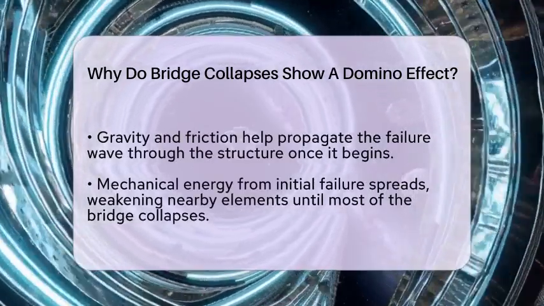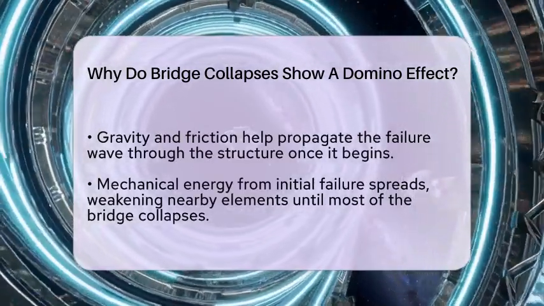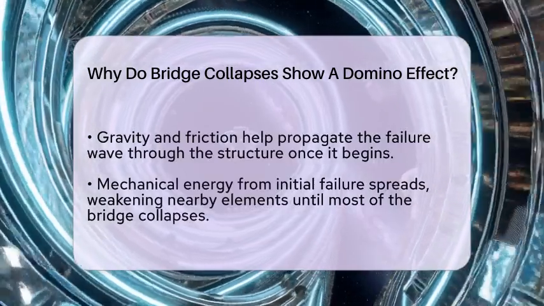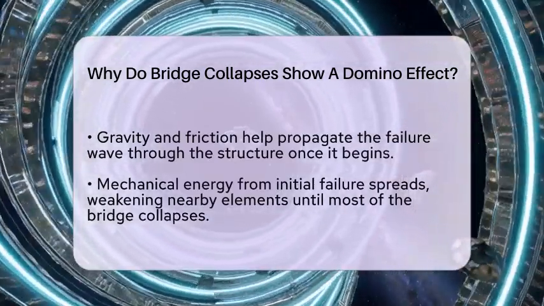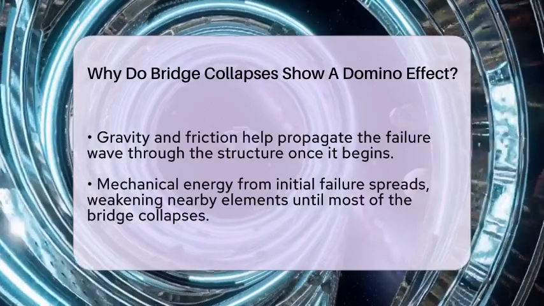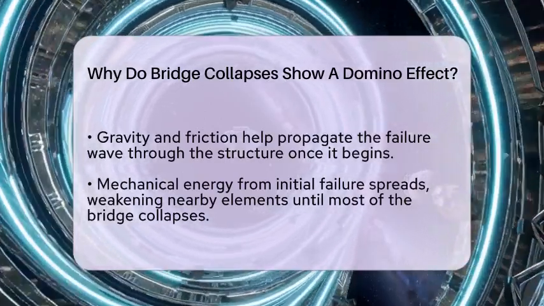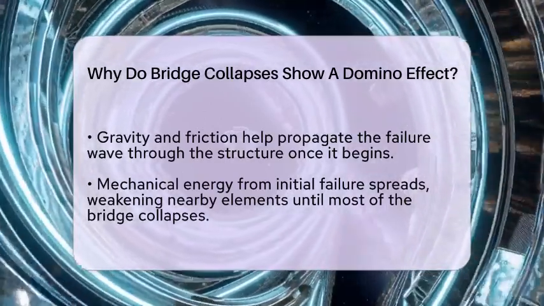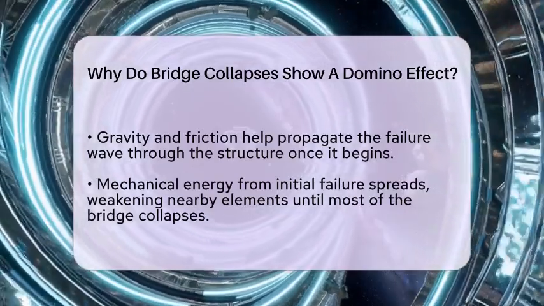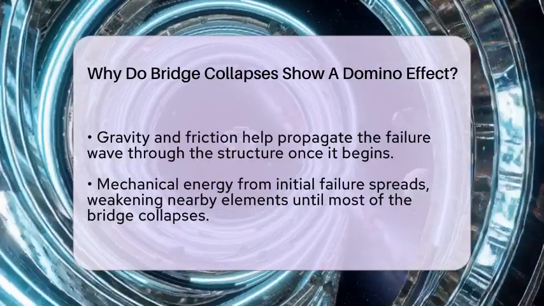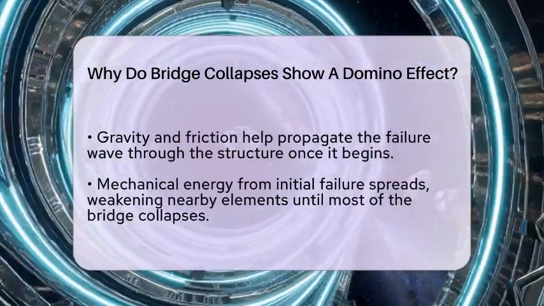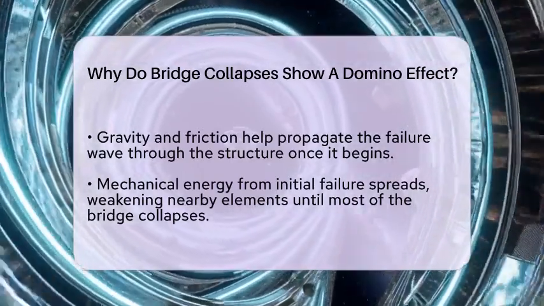Once the initial failure begins, gravity and friction help drive the failure wave through the structure. It's similar to how a line of falling dominoes or a snowball rolling downhill gathers speed and causes more damage. From a mechanical point of view, the energy from the initial failure spreads through the structure, weakening nearby elements until they collapse. This failure wave can keep moving until most or all of the bridge is gone unless something stops it.